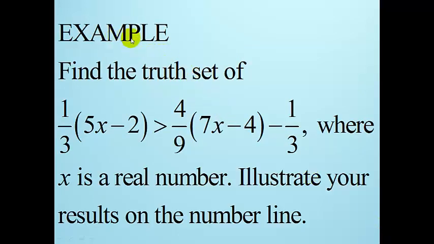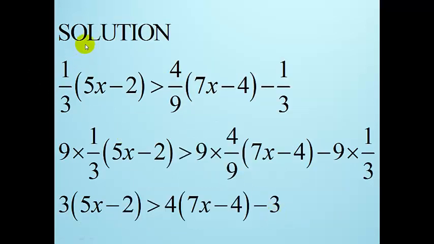Now let's consider this example. Find the solution set of 1/3(5x - 2) > 4/9(7x - 4) - 1/3, where x is a real number. Illustrate your results on the number line. Now let's look at the solution.